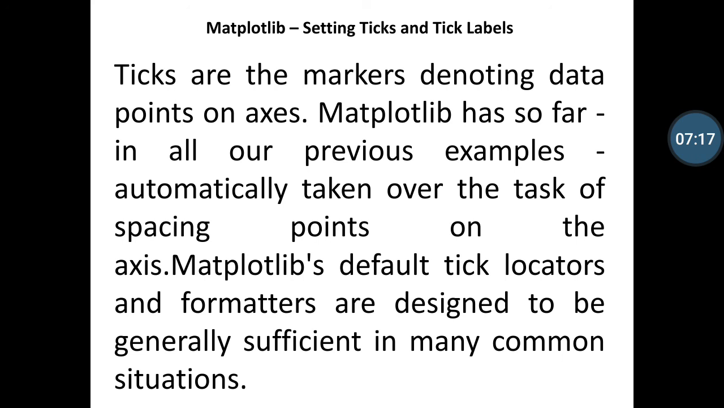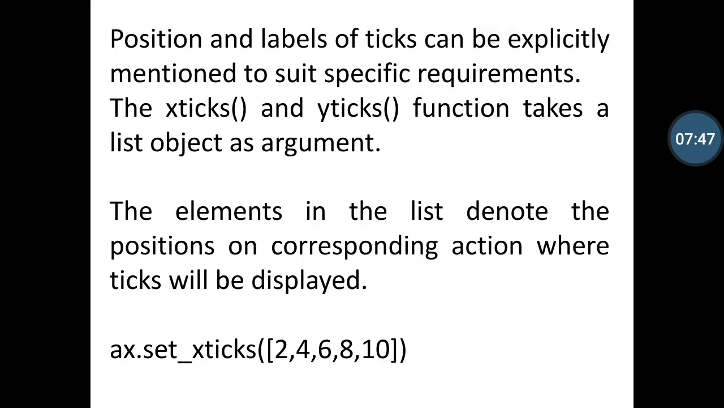Basically, ticks are the markers denoting data points on an axis. Matplotlib has, so far in all our previous examples, automatically taken over the task of spacing points on the axis. Matplotlib's default tick locators and formatters are designed to be generally sufficient in many common situations. The position and labels of the ticks can be explicitly mentioned to suit specific requirements.